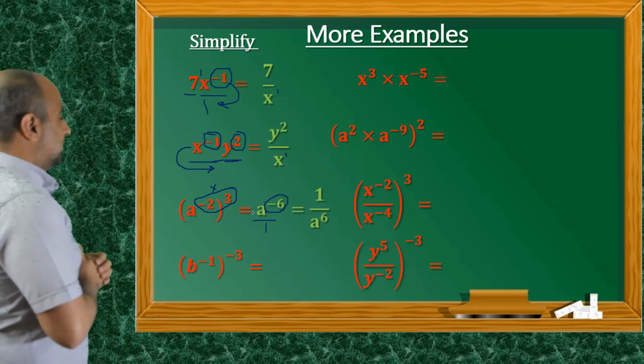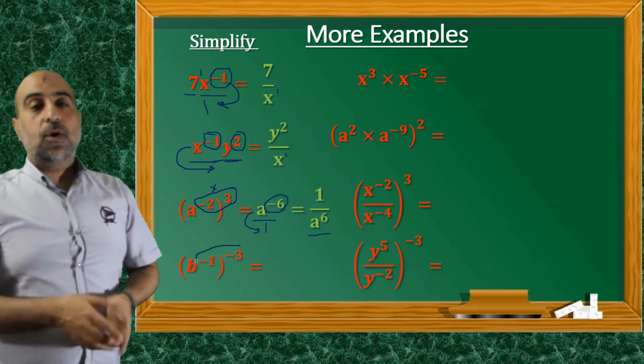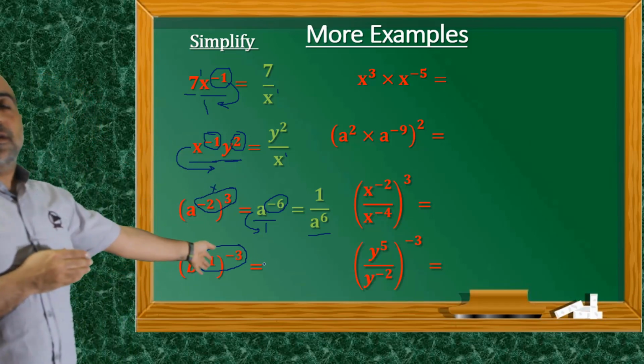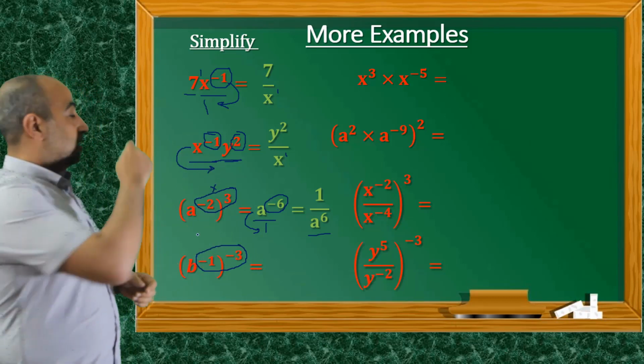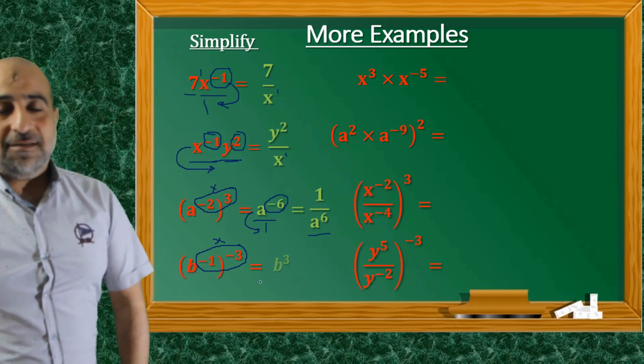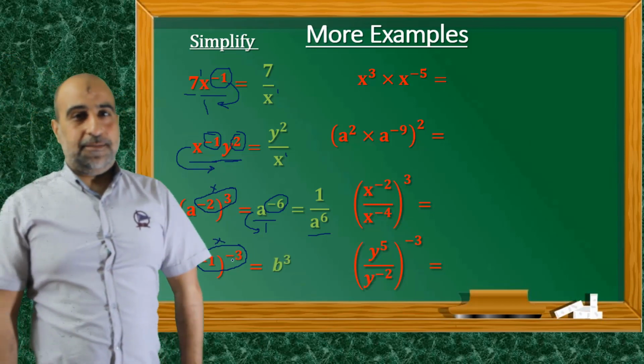The next example. b to the power of negative 1, all to the power of negative 3. Multiply the two powers. Then the result will be b to the power of negative 1 multiplied by negative 3, which is just 3. Then it will be b to the power of 3.